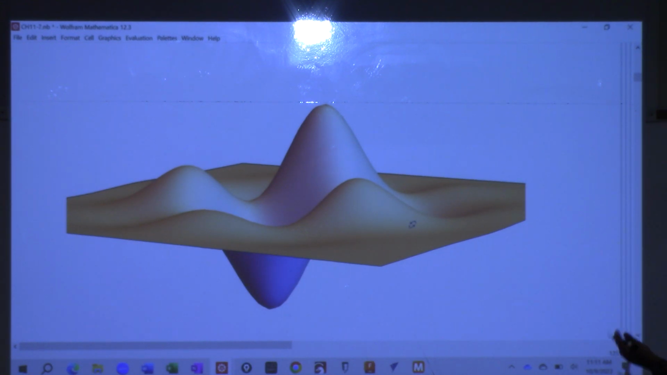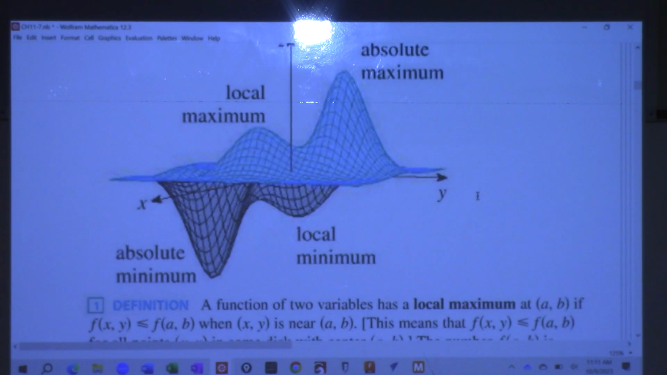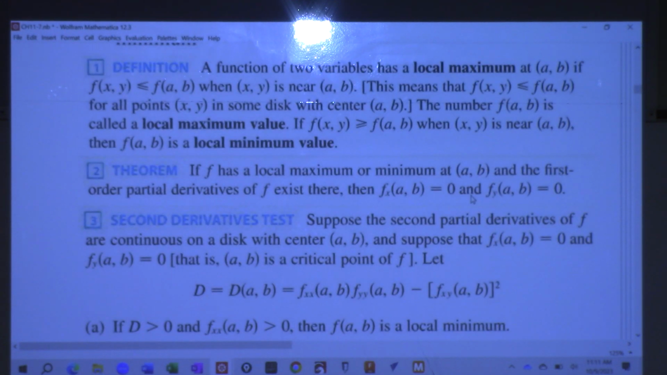So the definitions carry over directly from Cal 1. Everything should make perfect sense, right? This is just the definition of all those. What does it mean to be a local max? It means that everything around it is lower than it. To be a local min, everything around it is higher. So those are definitions. I don't want to get into those definitions too much.